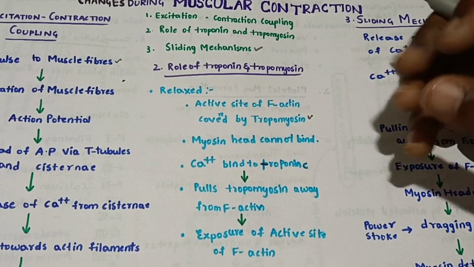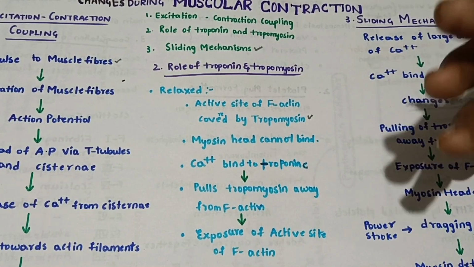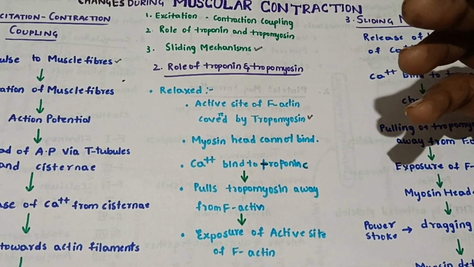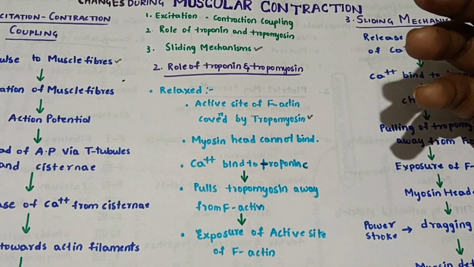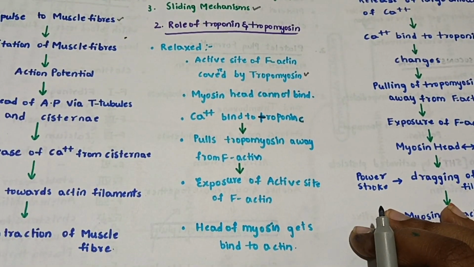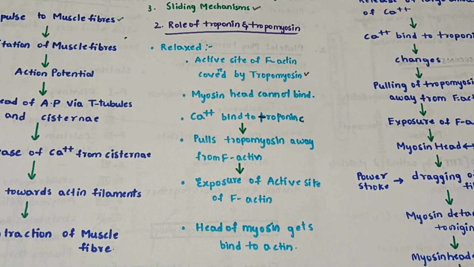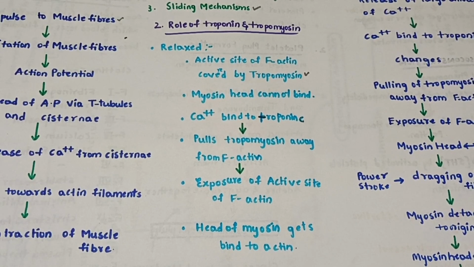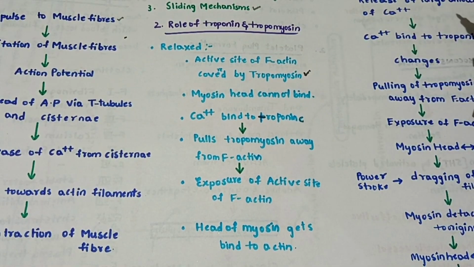So what happens? There will be exposure of the active site of F-actin. Whenever there is exposure of the active site of F-actin, there will be binding of the head of myosin to the actin filament, to the F-actin. In the relaxed period, the active site of F-actin is covered by tropomyosin.